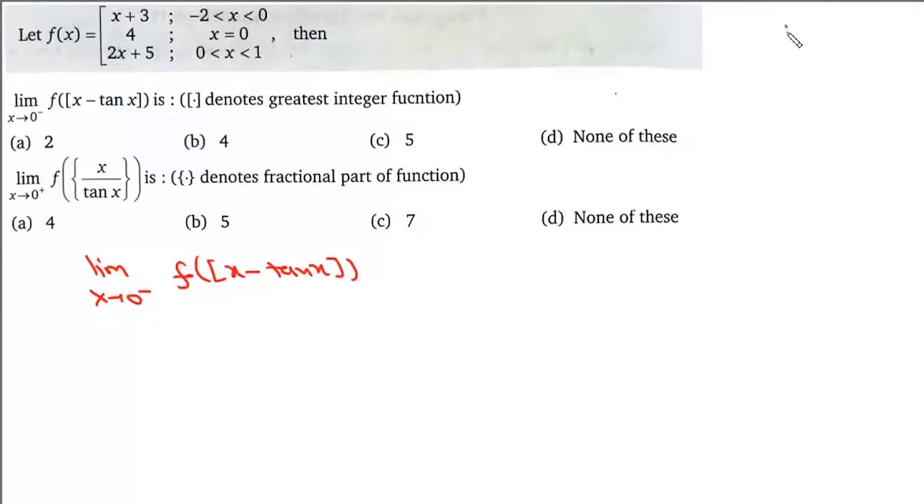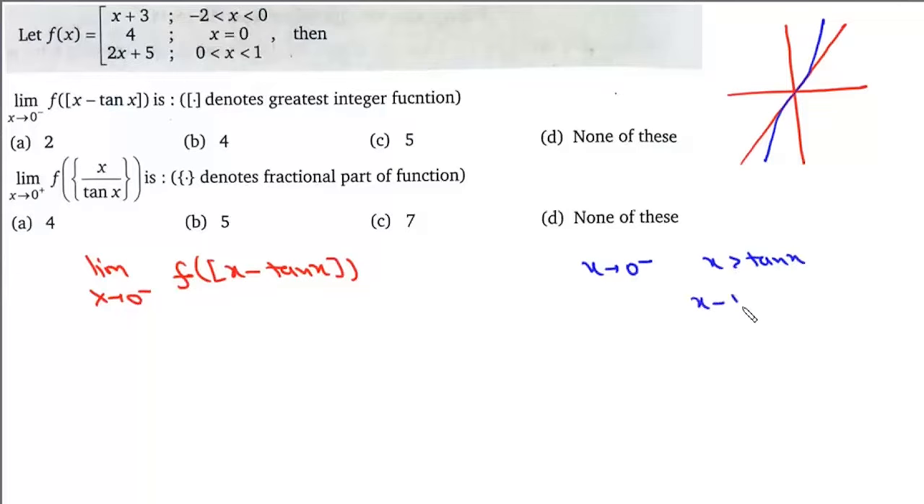x − tan x. Now if we look at the graph of y = x and y = tan x, then when x is negative, in that case x is greater than tan x. That means x − tan x is greater than 0. But this value lies between 0 and 1. Therefore, the greatest integer function of x − tan x will take the value 0. So this limit will be equal to f(0), and f(0) is 4. That means the correct option is option B.